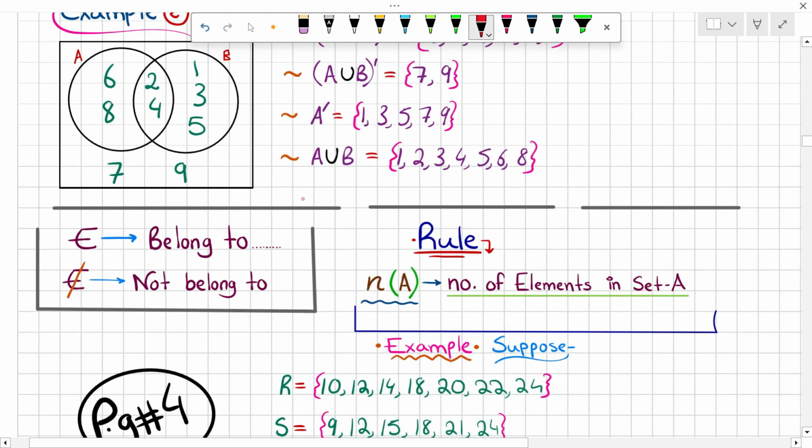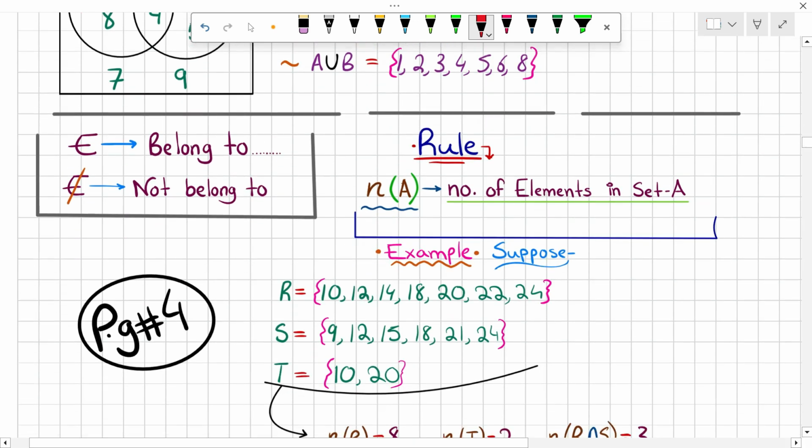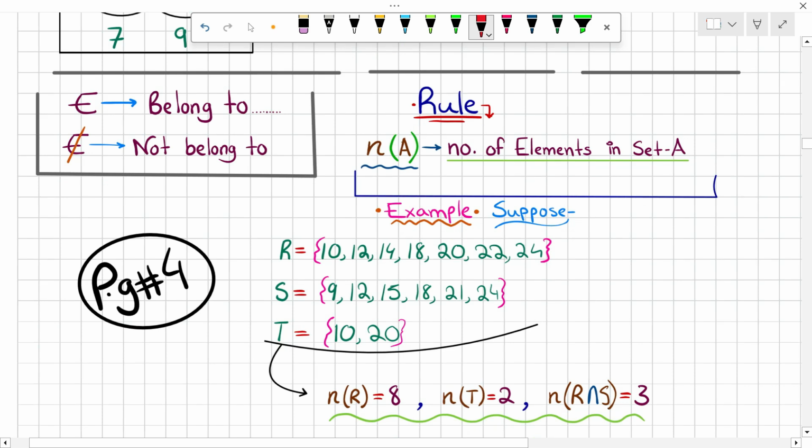This sign means belong to, this sign means not belong to. So a cross on it means not belong to. Usually we use these when one set belongs to another set or one set belongs to the universal set. N(A): when there's N and then brackets the set name, this means number of elements in set A.